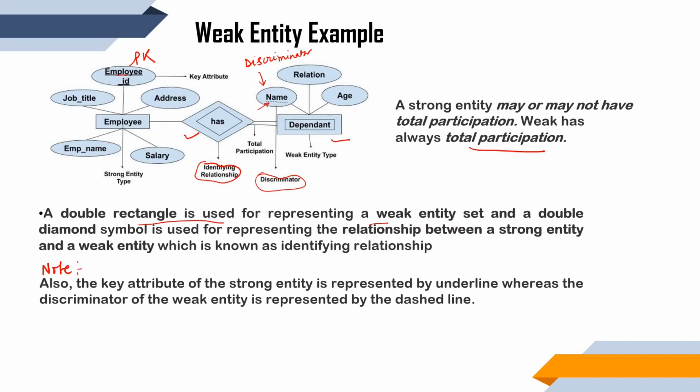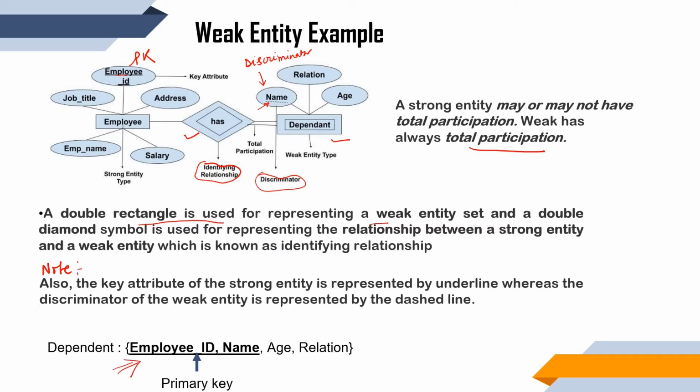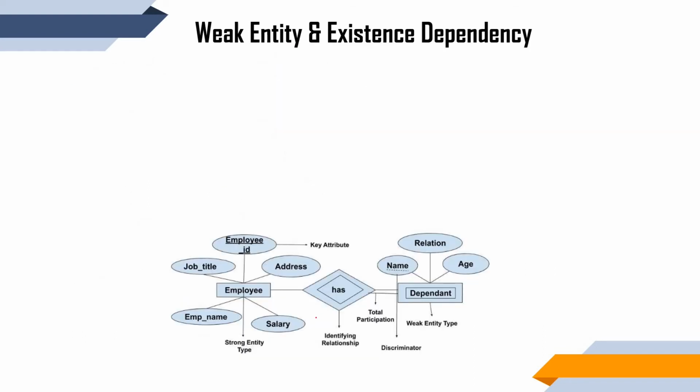So how will I show the primary key of this weak entity dependent? Then dependent will have employee ID and name of the dependent as the primary key. Understood? So dependent will have a primary key equal to employee ID and name. And this relation, which is shown in this case, is called existence dependency, because an instance of a weak entity cannot exist without the existence of some other strong entity, isn't it?